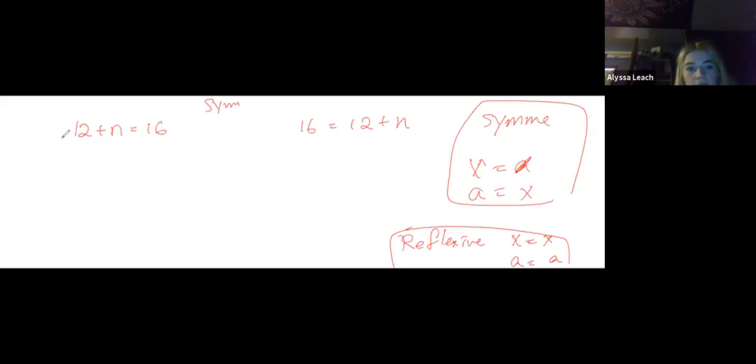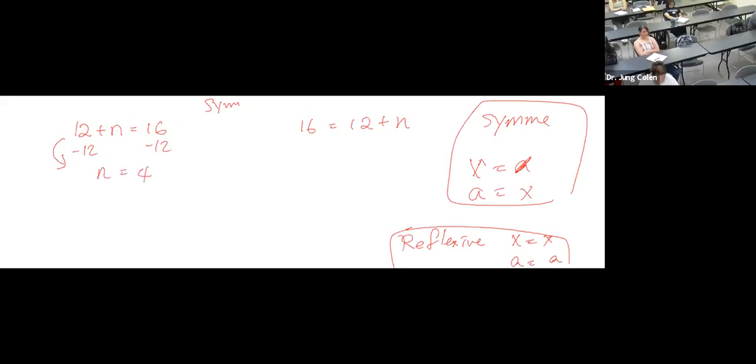Either way, if you use this one, what would you do next? Subtract 12. You would subtract 12 from both sides. Okay. And then n equals 4. There we go. Thank you. So for your advanced students, you can do this one.